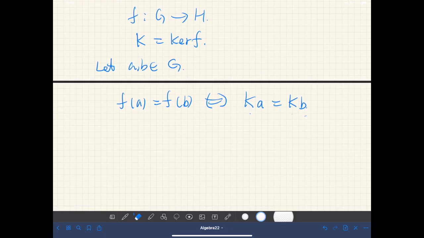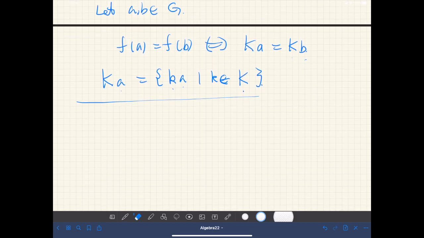In case you forgot the definition of the coset, Ka is the right coset of K determined by A. That is the set of all elements of this form, K times A, where K is an element of uppercase K, the subgroup K. So let's prove this. Since this is an if and only if statement, we have to prove both directions. Okay, so first let's prove the only if part.